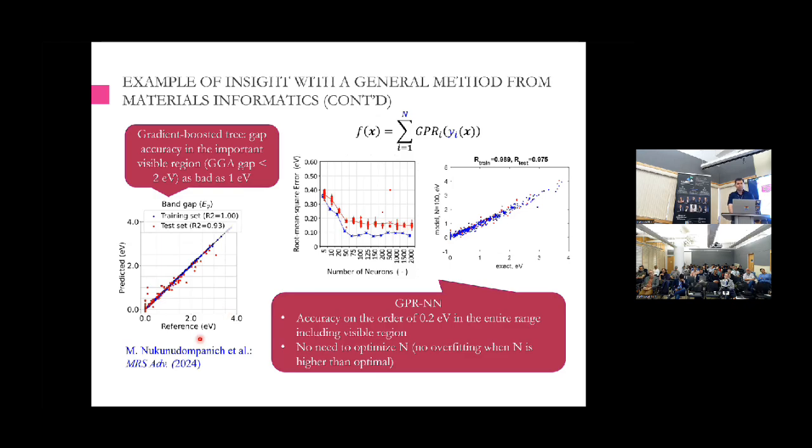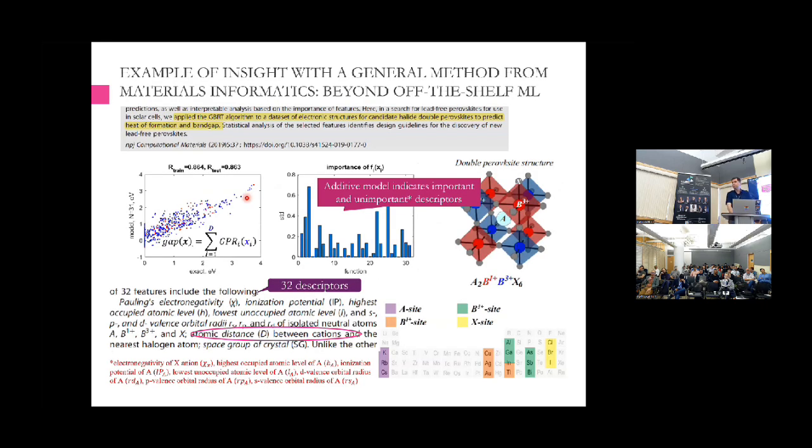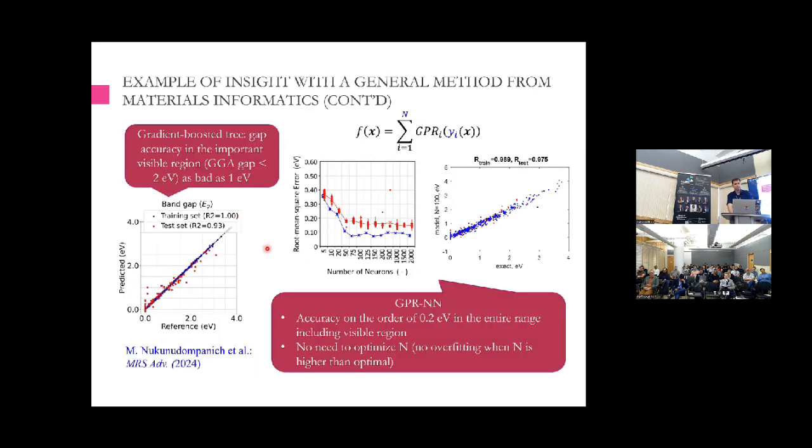If we look at what has been done before, in particular in this paper, where a gradient boosted decision tree was used, then in the visible region, where they learn a GGA band gap, the error can be as high as 1 eV and therefore is not actionable. Our errors are 0.2 eV in the entire range, including the visible region, and it's not just a different method, it's better.